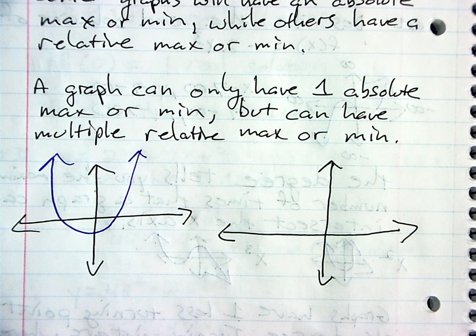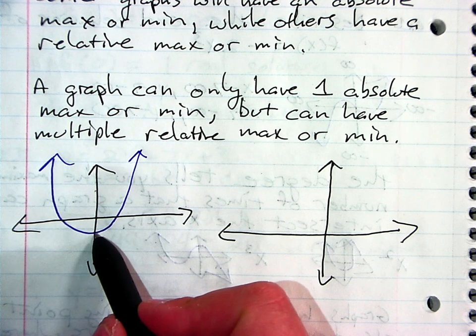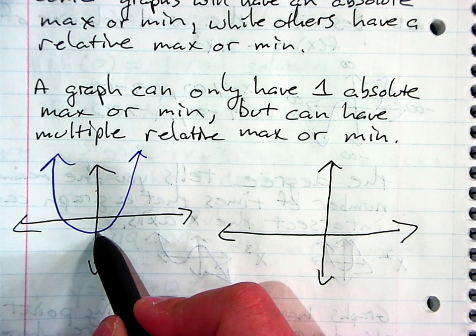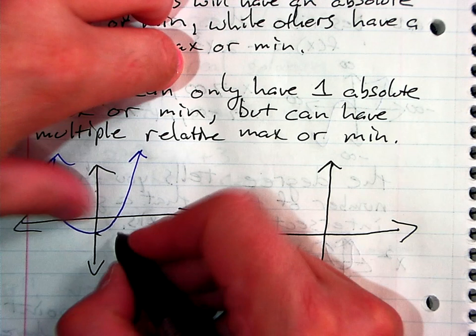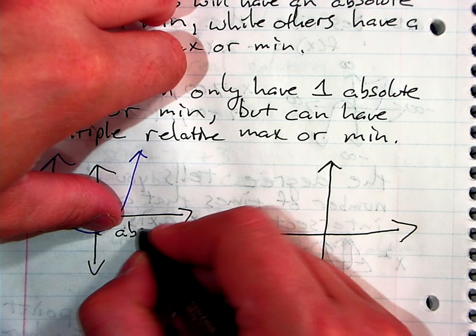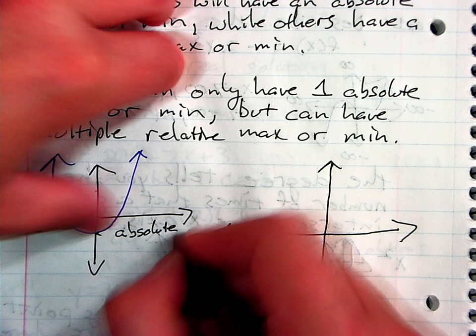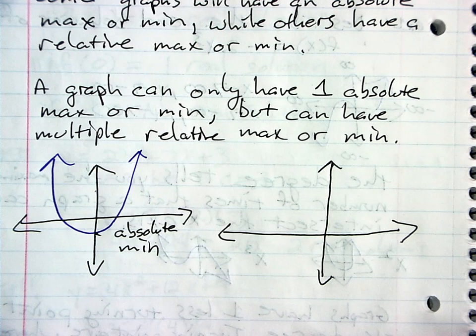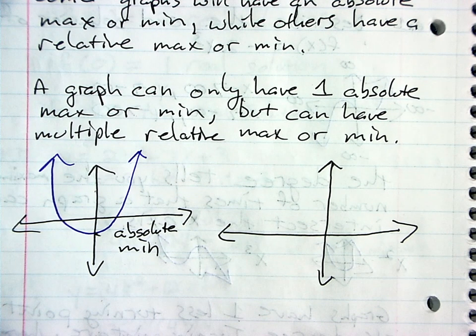All right, question. We're just about done. Does the graph go any lower than this point right here? No, so that right there is considered an absolute minimum because that is the absolute lowest point on the graph.